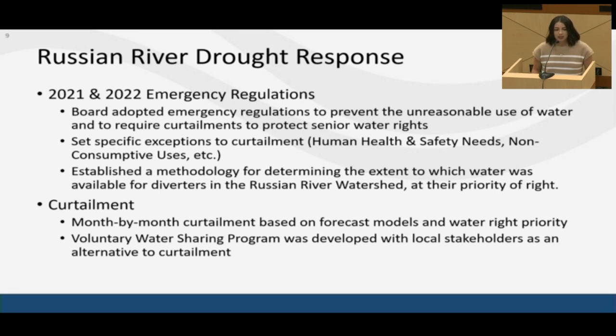This led to the development of the Voluntary Water Sharing Program. This program was a collaborative effort between the Division of Water Rights and a diverse group of stakeholders, including municipalities, water agencies, tribes, and agriculture. It provided an innovative mechanism where senior right holders could voluntarily forbear or forego diverting a portion of their water allocation in order to benefit junior water right holders that might have otherwise had a limited supply due to the curtailments.